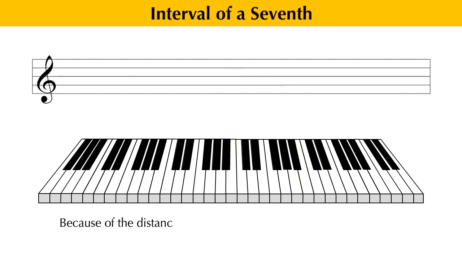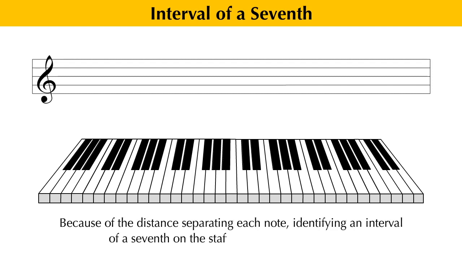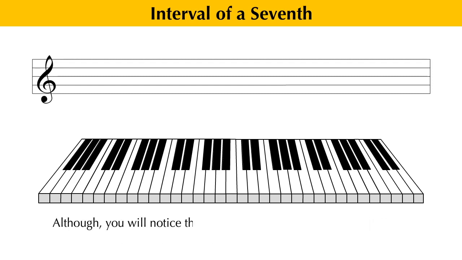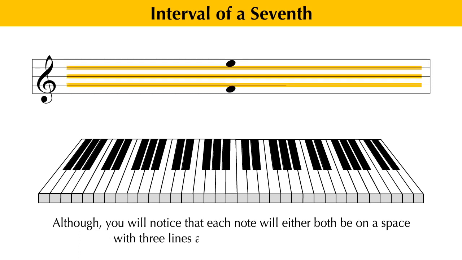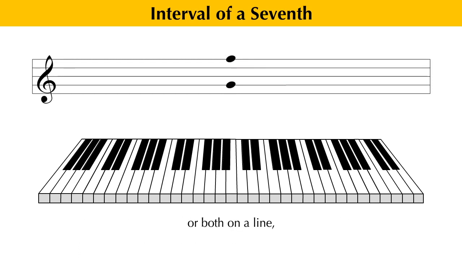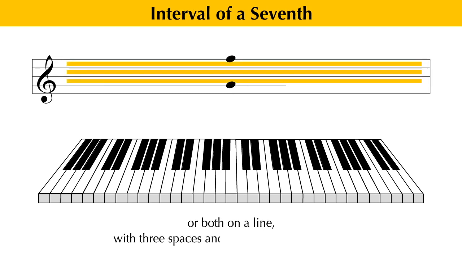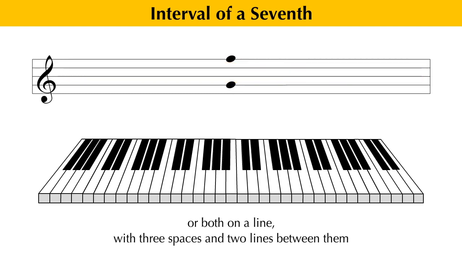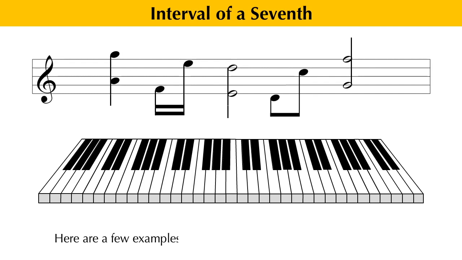Because of the distance separating each note, identifying an interval of a seventh on the staff can be a little confusing. Although you will notice that each note will either both be on a space, with 3 lines and 2 spaces between them, or both on a line, with 3 spaces and 2 lines between them. Here are a few examples of different intervals of a seventh on varying positions on the staff.